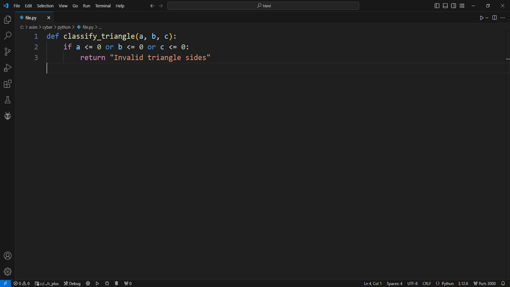Check if all sides are equal, equilateral triangle. If all three sides a, b, c are equal, the triangle is classified as equilateral. This is checked by comparing the three sides to each other. All sides are equal in length.